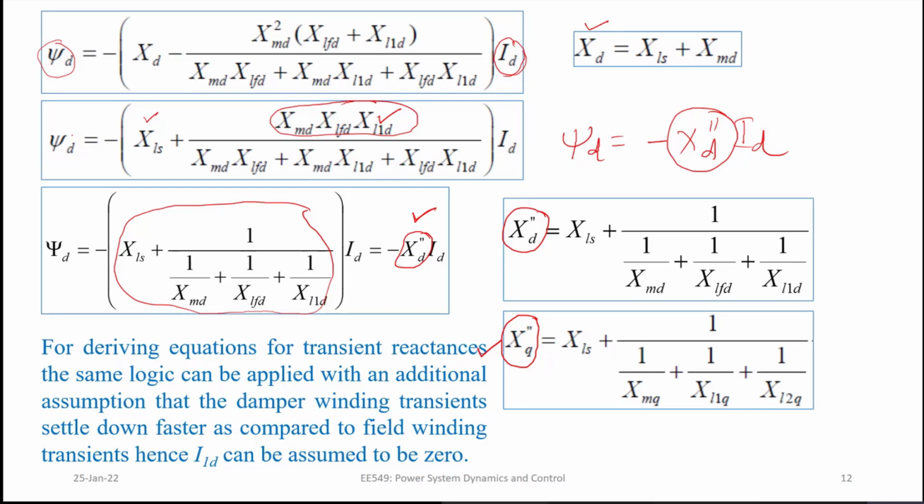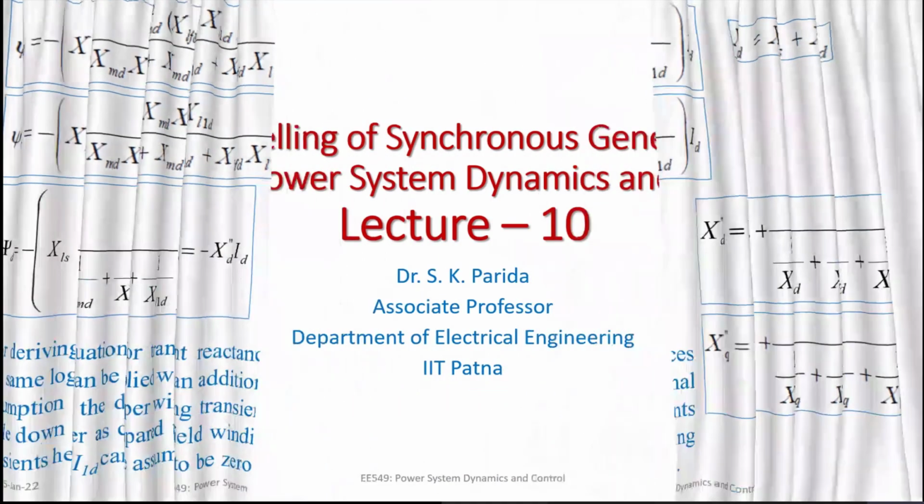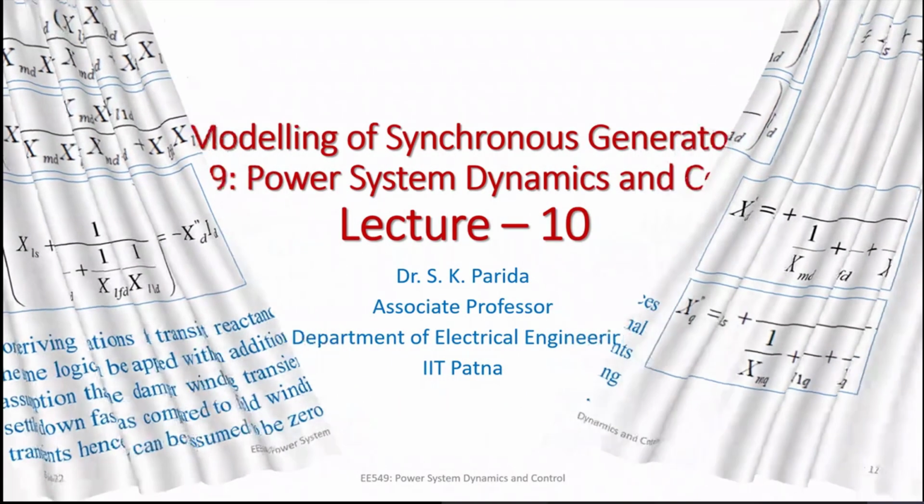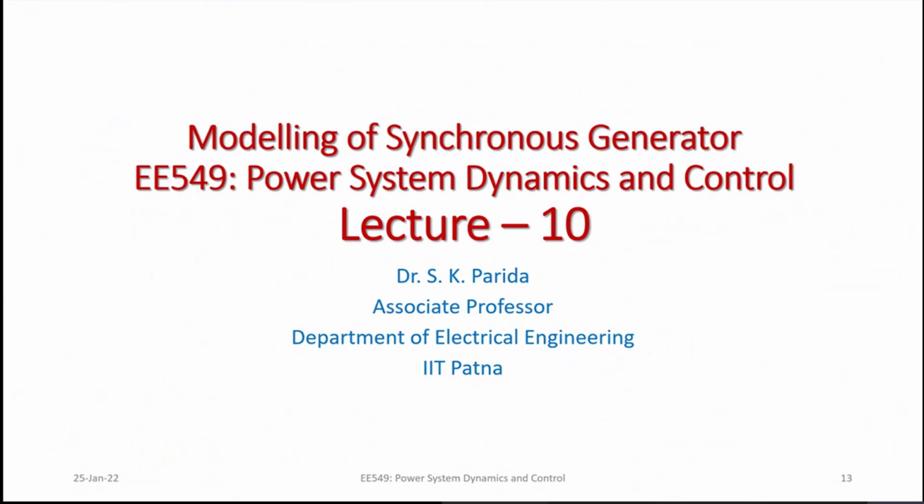But in the case of subtransient reactance, we assume that the damper winding transients are there and the field winding transients are still there. We'll stop here, and in the next class we'll discuss more on how to derive the transient reactance and the time constants.